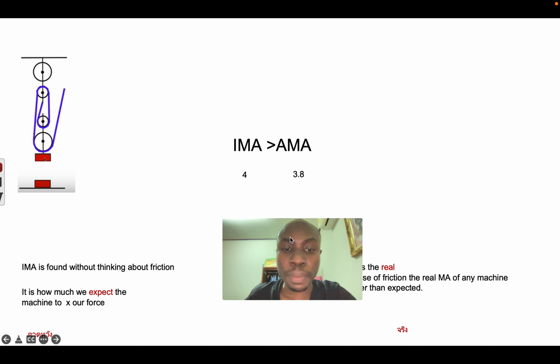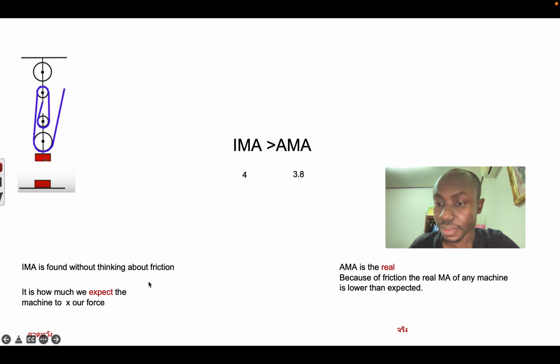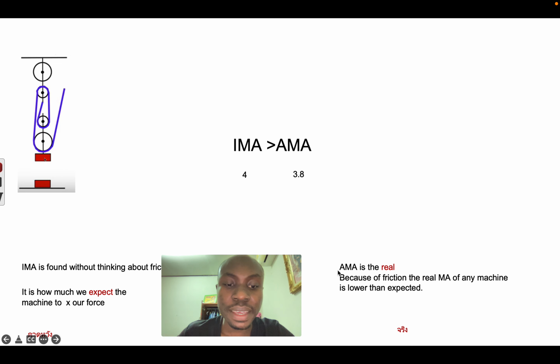Why is that? This is because the IMA is just how much we expect the machine to multiply our force. This is expect. Okay, we only expect that. And we find it by not thinking about friction. But the AMA is the real thing. We know it when we use the machine, and usually machines will have friction. So the AMA is always less than the IMA.